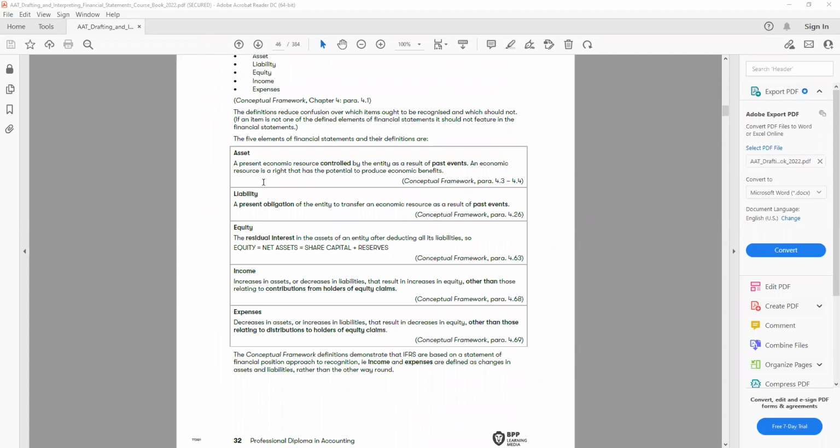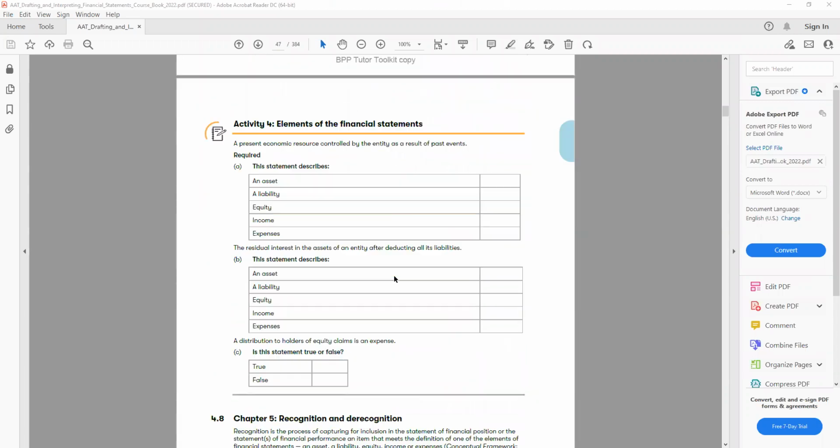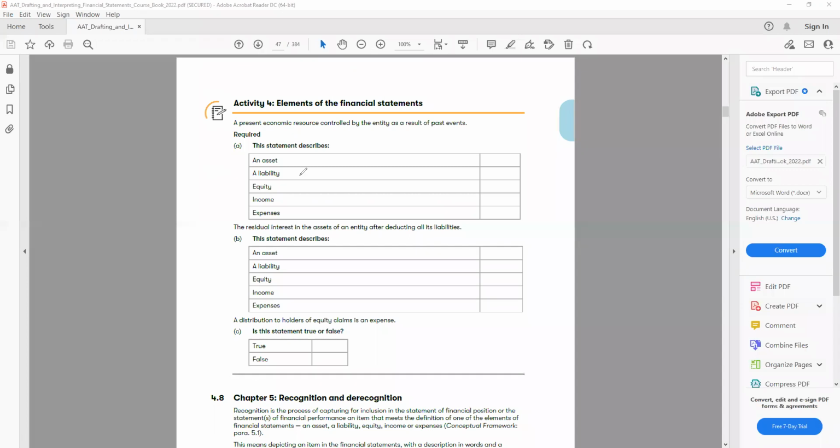And we have some definitions of asset, liability, equity, income, expense, and we have some examples here. What is an asset? It's a present economic resource controlled by the entity as a result of past events. Remember, if any entity controls something because of a past event, and it creates any future economic benefit, we call it an asset. The residual interest in the assets of an entity after deducting its liabilities, we call it equity. So from the assets, if you minus the liabilities, whatever is remaining, we call it equity.